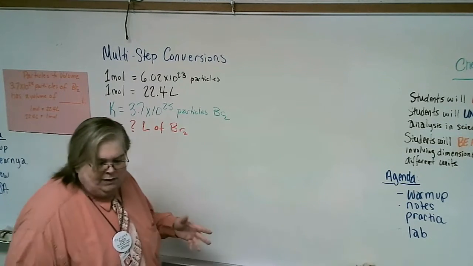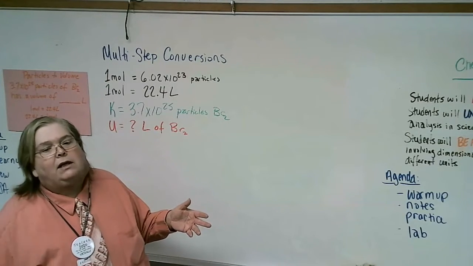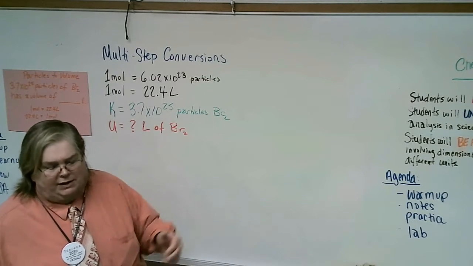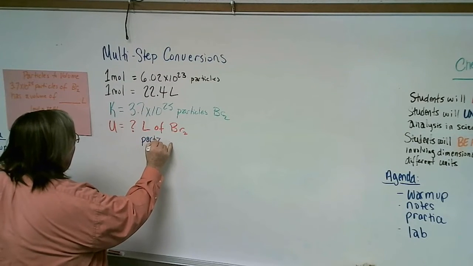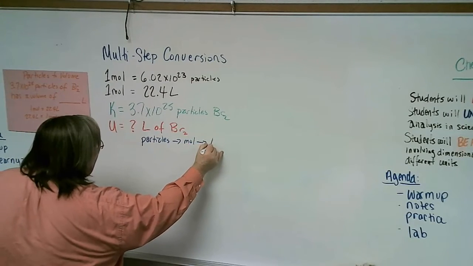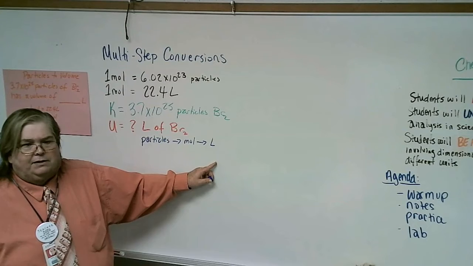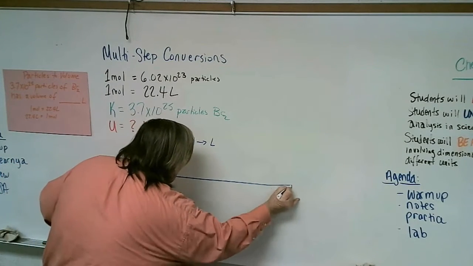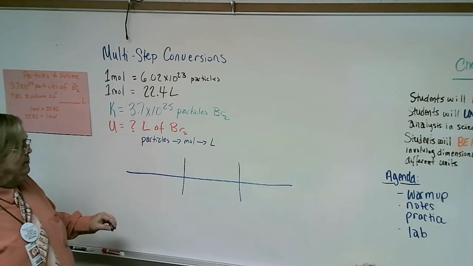Now that we have our givens and our unknowns, let's figure out our logic path. We know we can't go straight from particles to liters, but we can go from particles to moles and from moles to liters. So that means we have 3 steps, 3 brackets. So we make our train track and put our 3 brackets in.